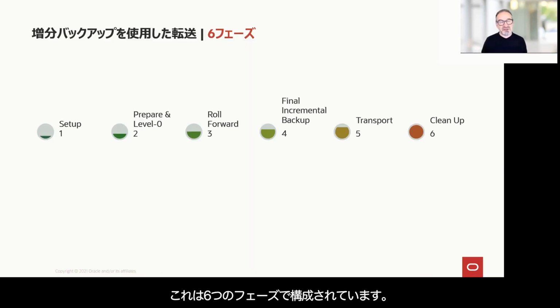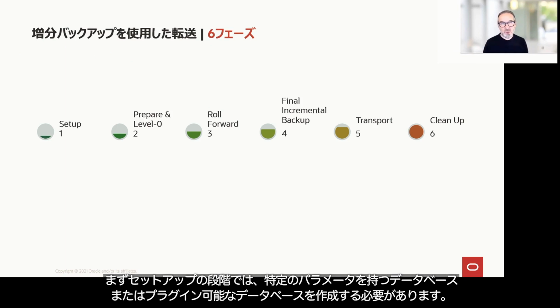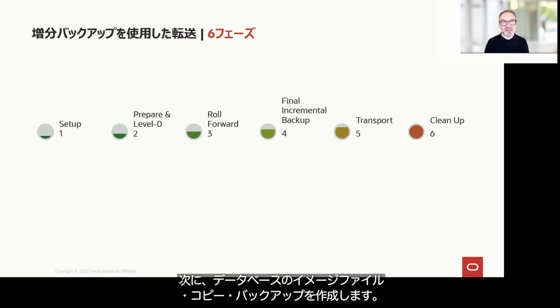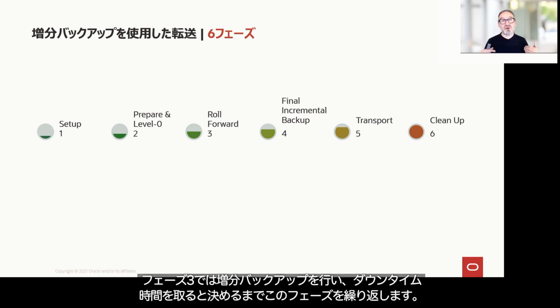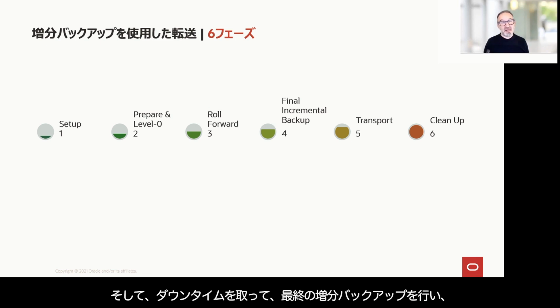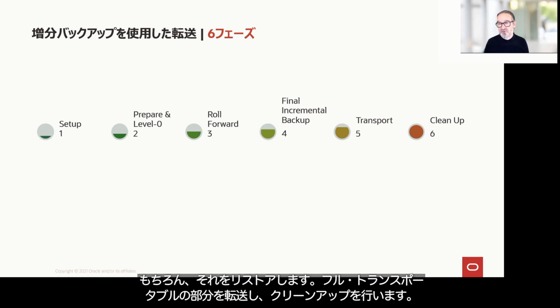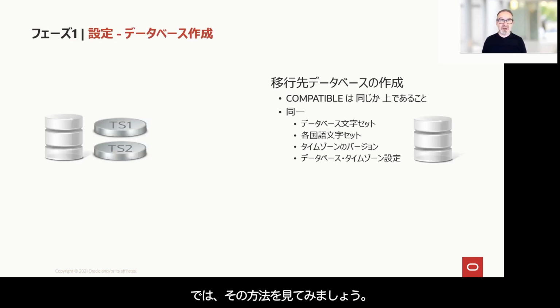So it works in 6 phases. At first, the setup phase, where we need to create a database or a pluggable database with certain parameters. Then we create an image file copy backup of our database. We roll forward with incremental backups in phase 3, and we can repeat this phase until we decide now it's time for downtime. And when we have downtime, we can do the final incremental backup and restore that, of course. Then we transport, which is the full transportable part. And at the end, we clean up. So let's look at how we do that.